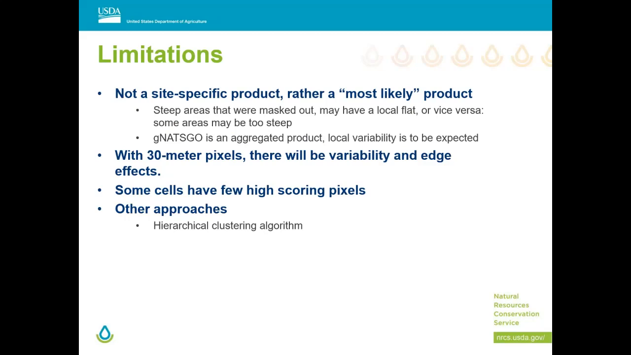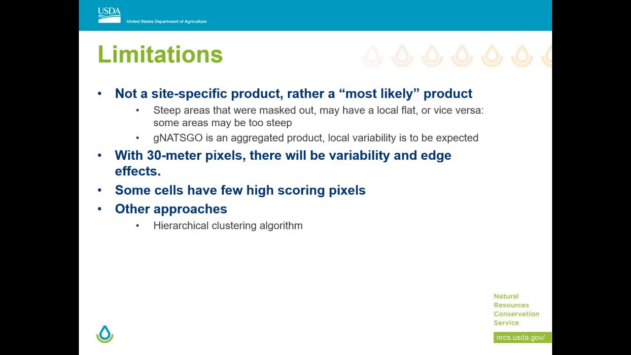So there are obviously many limitations with an analysis using this approach. First of all, it's not a site-specific product, rather it's most likely a product based on GNATSCO. Steep areas were masked out. In this case, they didn't want any sites on slopes greater than 10%. But we also know there could be a local flat or a local steep in either of those 2 categories. GNATSCO is an aggregated product, and local variability is to be expected.